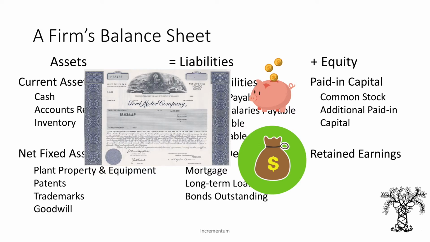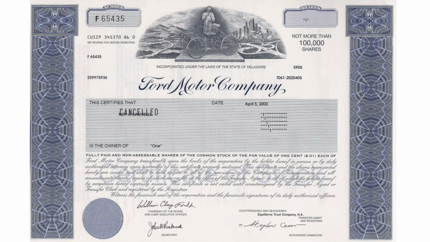The reason these two accounts are separate is because some states want shareholders to be responsible for the firm if it goes bankrupt. So if we look closer at this stock certificate for Ford Motor Company, we'll see that it has a par value of 1 cent. So generally what firms do is they set the par value very small so that shareholders don't have to be responsible for any more than they've already paid for the stock.